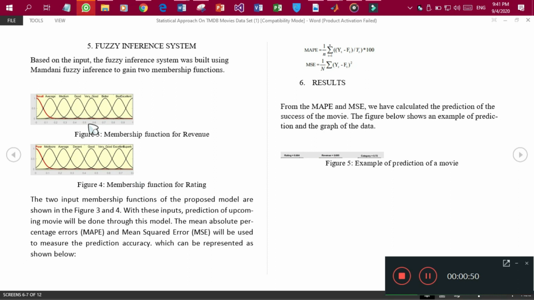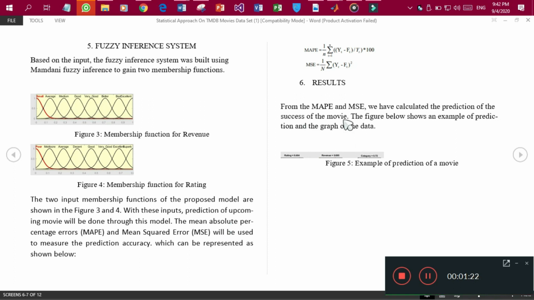In order to build these 2 membership functions, we use the Mamdani fuzzy inference system, and through this model we use mean absolute percentage error, which is MAPE. Here is the formula, and one more formula is mean squared error, which we use to measure the prediction accuracy.